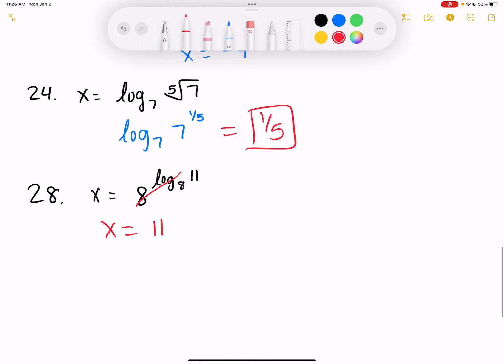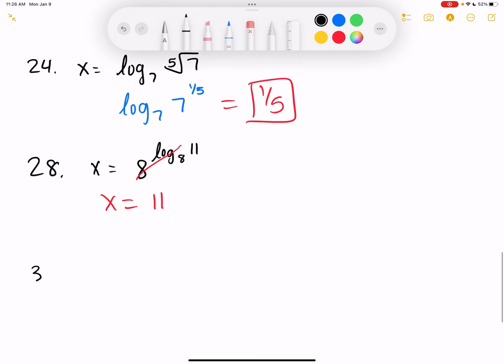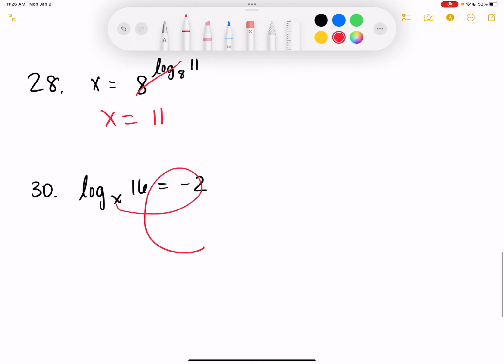Let's see, something like 30. log base x of 16 is equal to negative 2. So I have a log, I need it as an exponential, so I'm going to have x raised to the negative 2 is equal to 16.